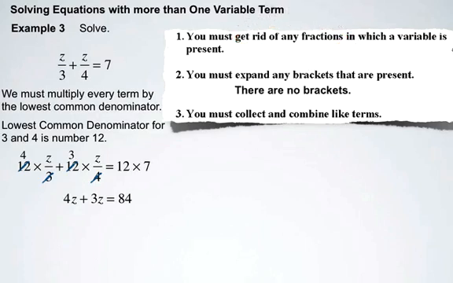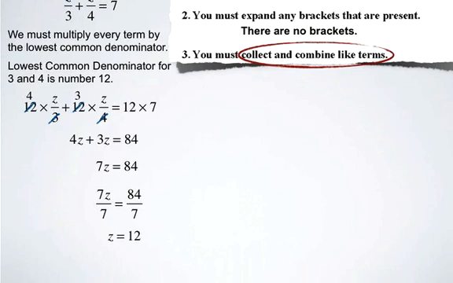There are no brackets, so I can proceed right to step number 3, which says collect and combine like terms. In this case, our like terms are already on the same side, so all I have to do is add them together, 4z plus 3z to get 7z. Divide by 7 to get z equal to 12.